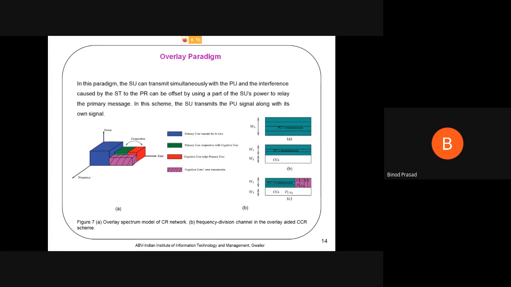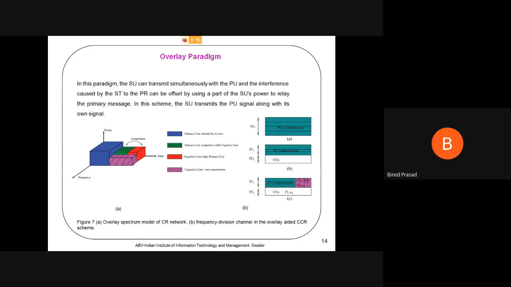That means if some band is occupied by a licensed user, what the SU or the unlicensed user will do is work as a relay for him. So while working as a relay, because he's working, he requires some kind of profit from him. So he will share some of its power to transmit the PU signal and some of the power for its own communication. So here, the CR will work as a relay.